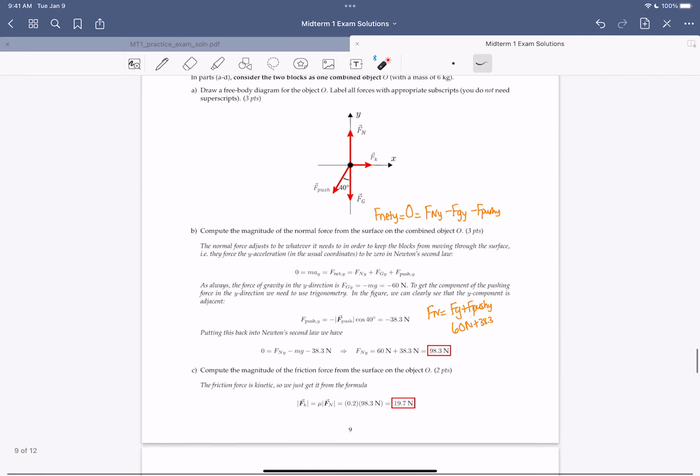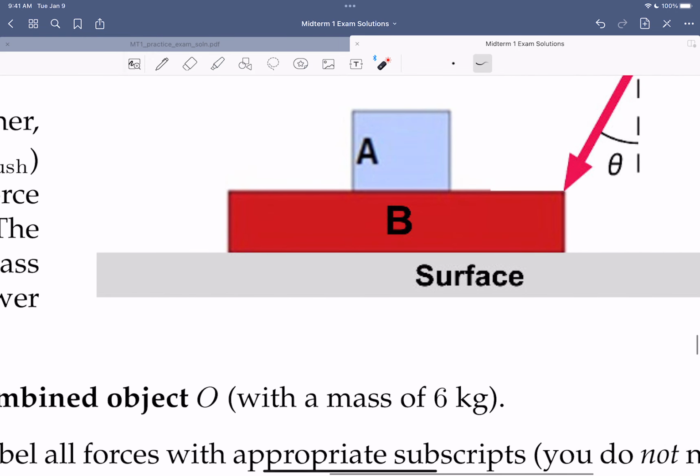So when it comes to block A, block A is on top. Block A is just chilling, right? So block A feels gravity. That's natural. Block A feels gravity from the Earth on itself. Now, block A is also feeling a normal force, but not from the surface. It's feeling a normal force from the contact surface that it's in touch with, and that contact surface is B. So it feels a normal force from B on A, and it feels gravity from Earth on A.